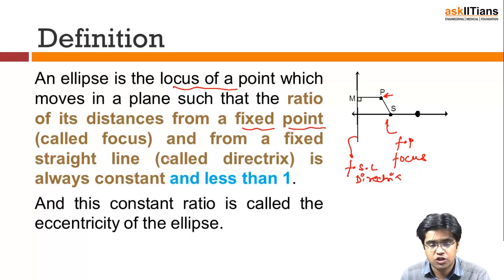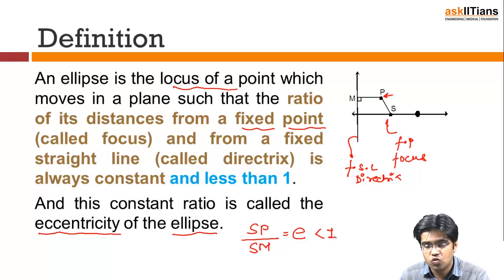So the ratio of distance from a fixed point to a fixed straight line, that means distance from the fixed point is SP, distance from the fixed straight line is SM. So SP divided by SM is always constant and is less than 1. So this ratio is always constant and this ratio is called E, that is the eccentricity of ellipse. And this E is always going to be less than 1. So this is the definition of ellipse.